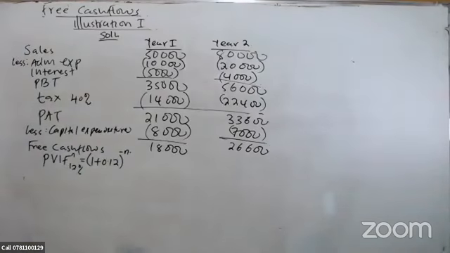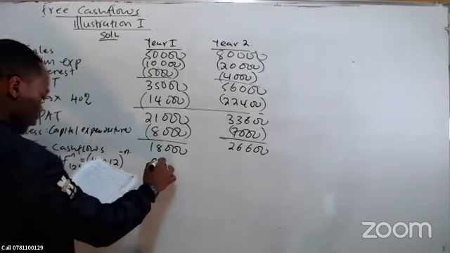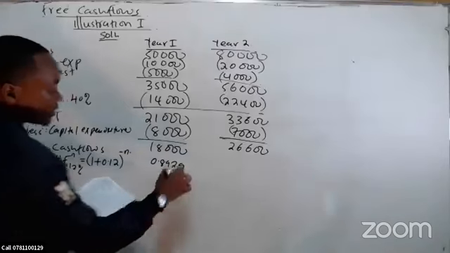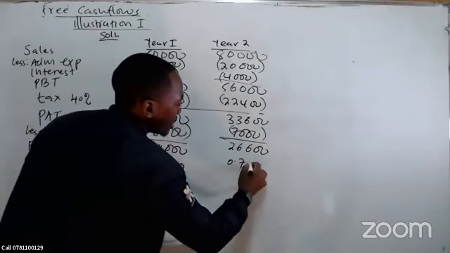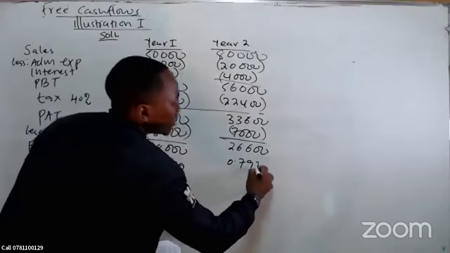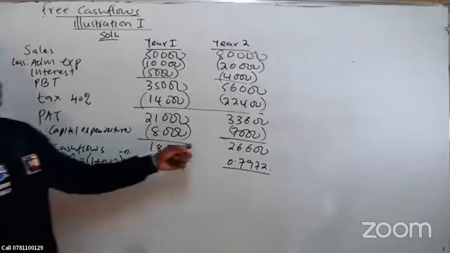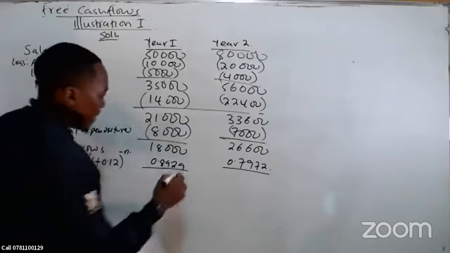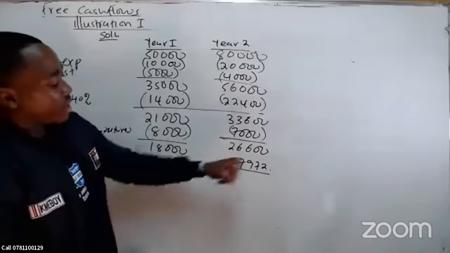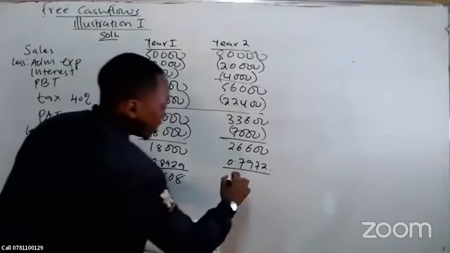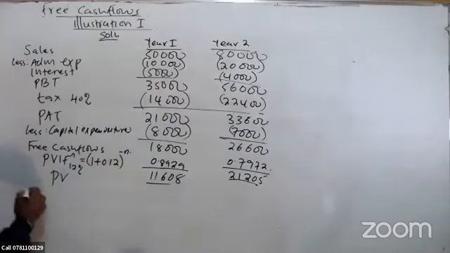In the first year, you get how much? So for the first year, 12% at year one, you'll get 0.8929, and 12% in year two, you'll get 0.7972. So now we can get the present values. You take 18,000, you multiply by the discounting factor. In that case, you get 11,608. 26,600, you multiply by the discounting factor, you get 21,205.